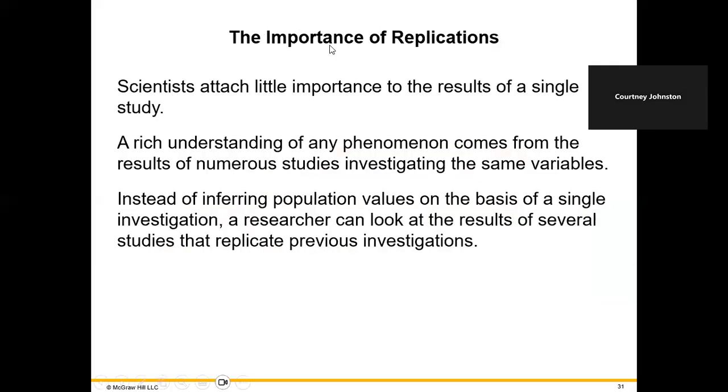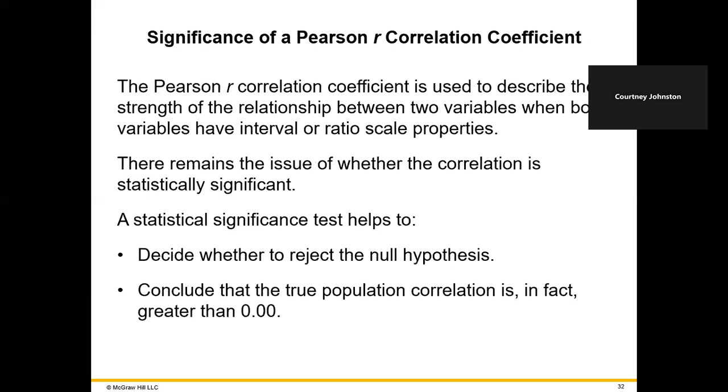Okay. Importance of replications, as we've talked about, we really don't attach a lot of importance to the results of one study. In order to study any phenomena, we're going to have to study it intensively over many, many studies or many, many years. And so instead of inferring population values on the basis of a single investigation, we can look at the results of several studies that replicate previous investigations, also known as a meta-analyses.